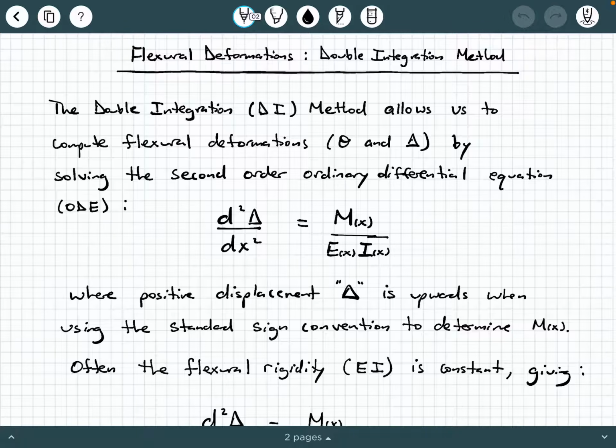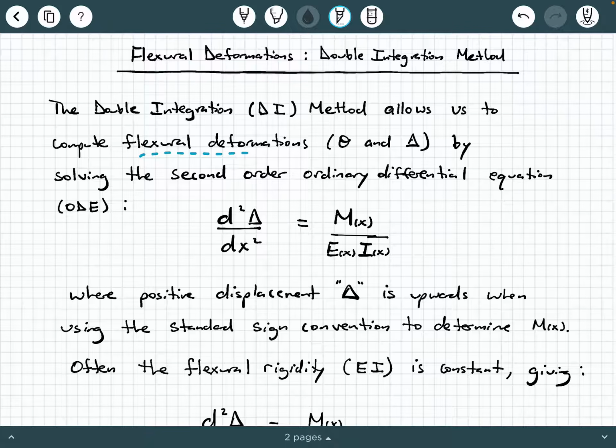Hey everybody, Dr. A here, and in this video we're going to be providing some background information on how to use the double integration method to compute flexural deformations for beams. So the double integration method, which we sometimes abbreviate as the DI method, will allow us to compute flexural deformations by solving the following second-order ordinary differential equation.